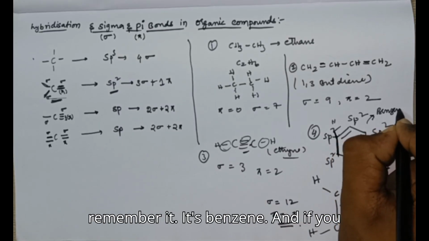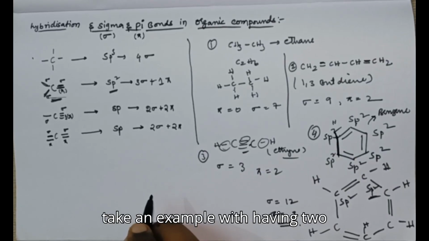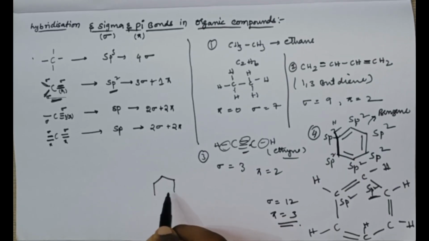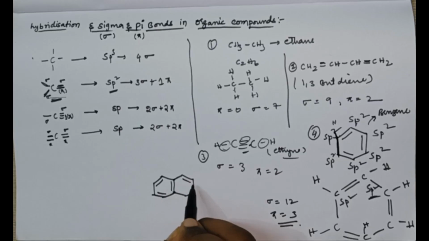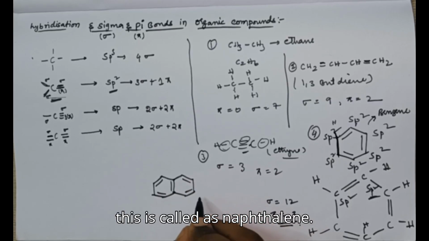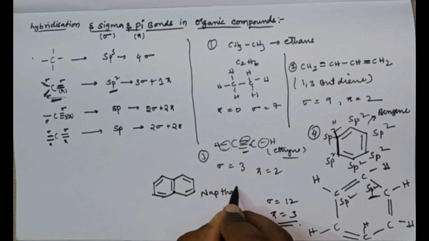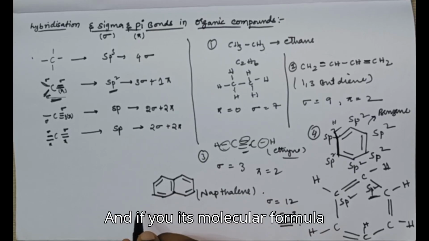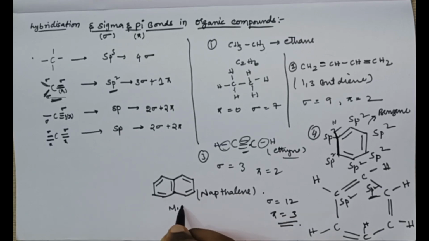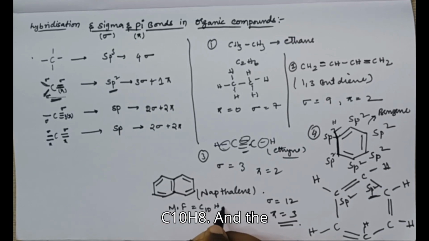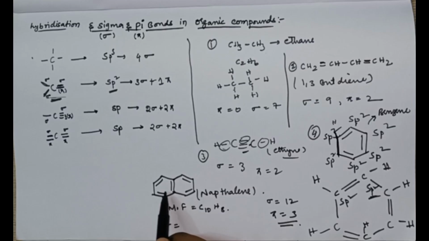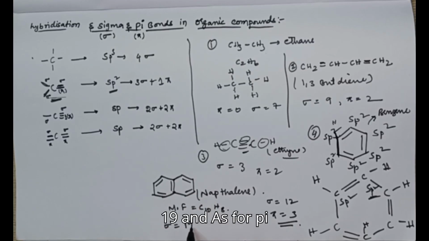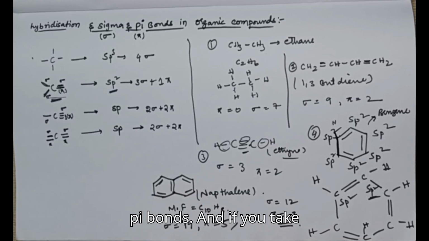This is called benzene, right? You have to remember it's benzene. And if you take an example with two benzene rings, this is called naphthalene. Its molecular formula is C10H8, and the number of sigma bonds will be 19, and as for pi bonds, 1 2 3 4 5 pi bonds.